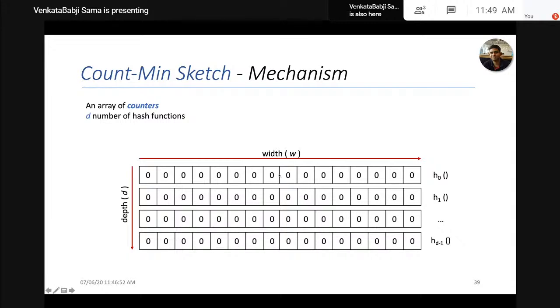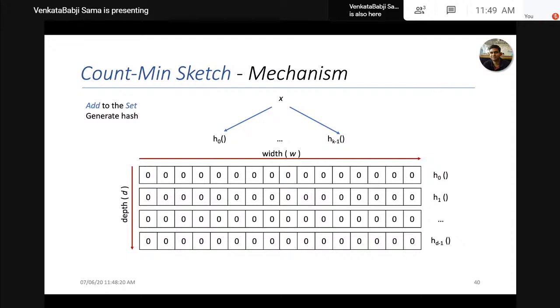So what we do is, like in the Bloom filter, given an element, we do d number of hashes. We use the same terminology: W is the width, that is the vector width, and depth is nothing but the number of hashes. So how does it work? What is the mechanism under the hood?